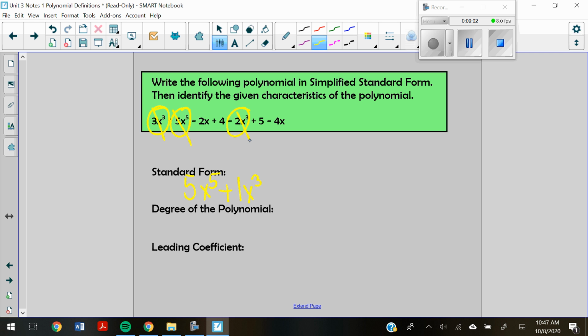There is no squared power, so now I'm going to move on to my x's. So negative 2x and negative 4x. I have negative 6x. And then I'm left with my constants of 4 and 5. So that gives me 9. So what's the degree of the polynomial? Remember, the degree of the polynomial is your highest power. So in this one, it's 5. Now it's this 5 here that is the degree. The leading coefficient is my number in front, and so it's that 5.